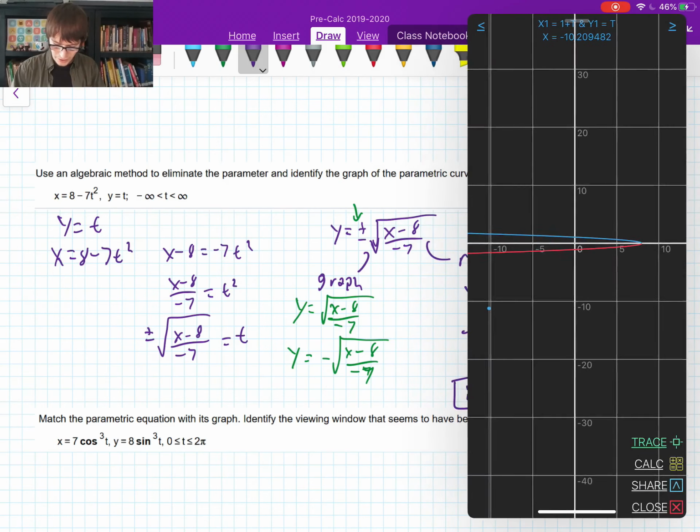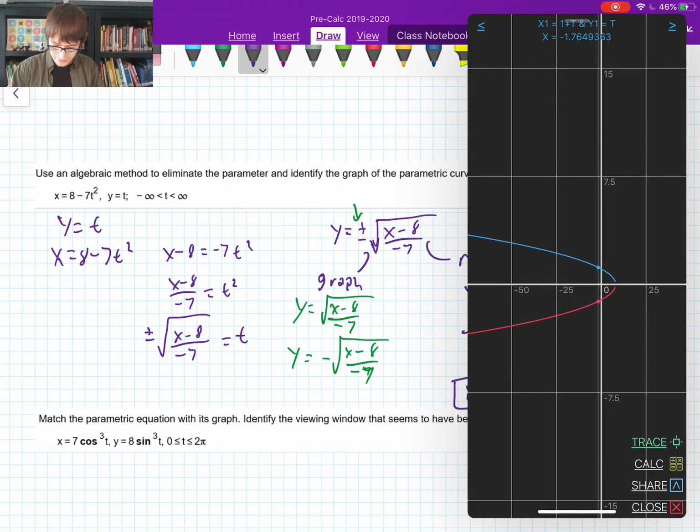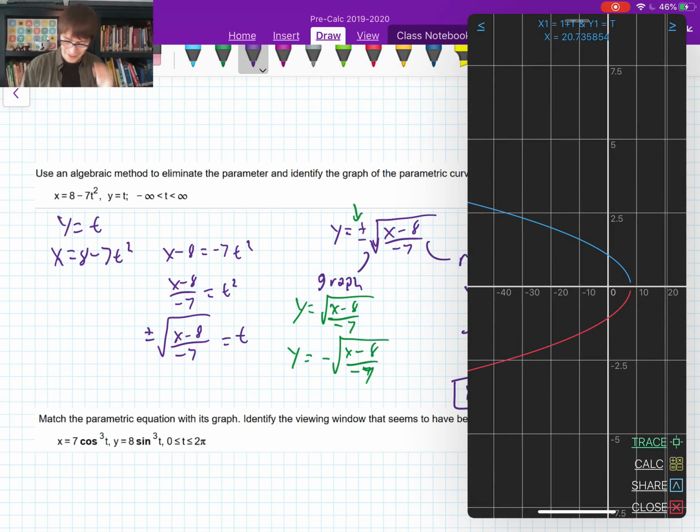Oh, you can see it. So what I end up graphing here is a sideways parabola. And you can see now, this is really cool, because what a parametric function was able to do for us is turn all of this into one giant curve. It was able to graph the top and the bottom at the same time.